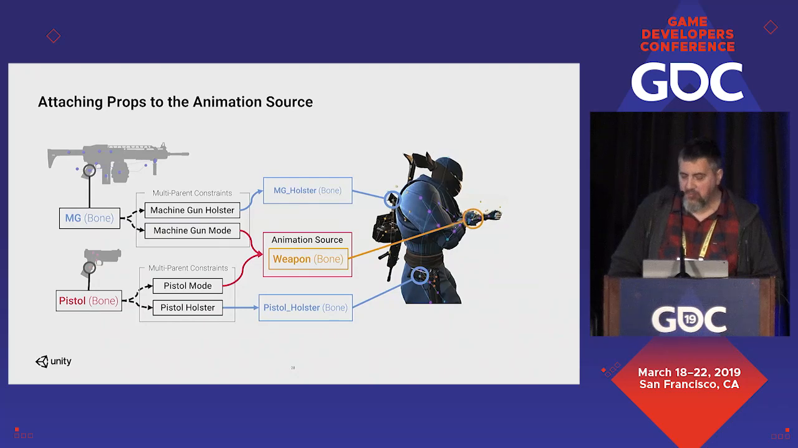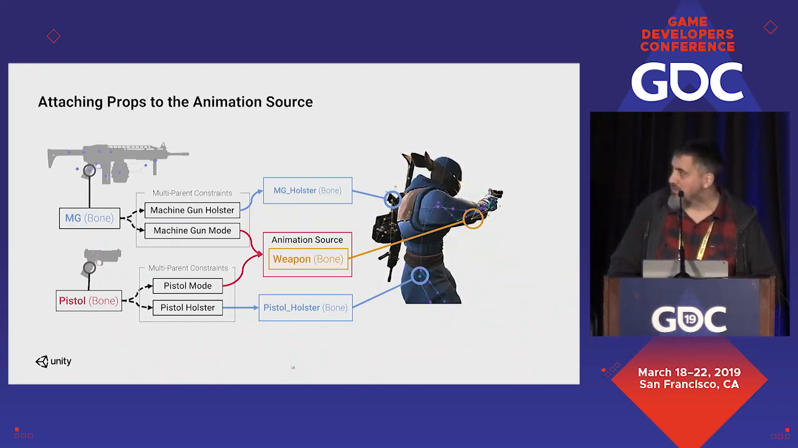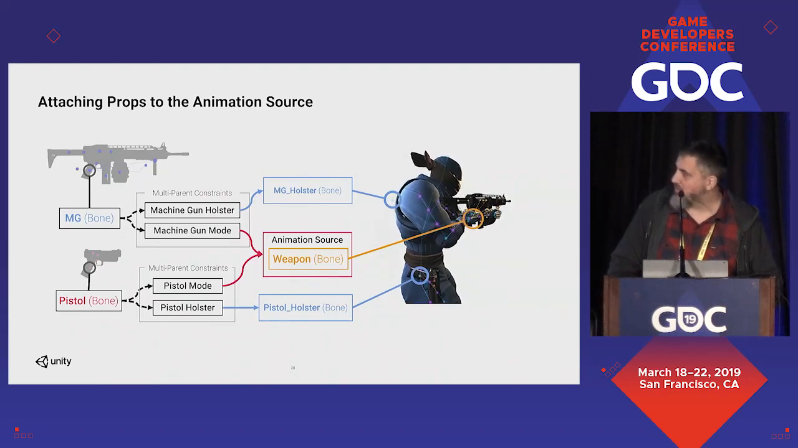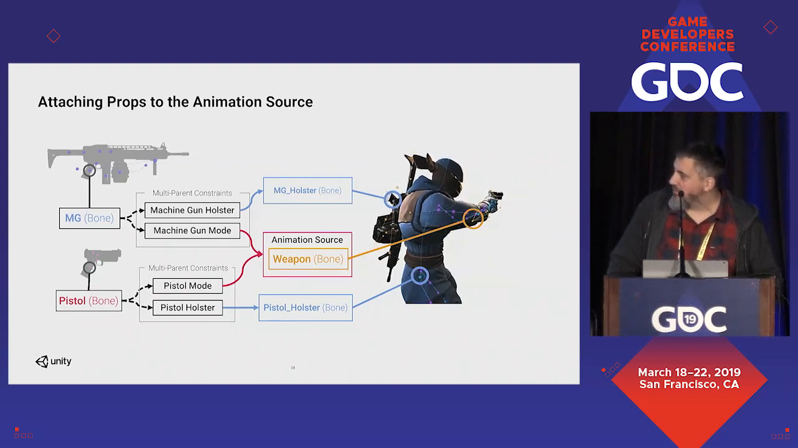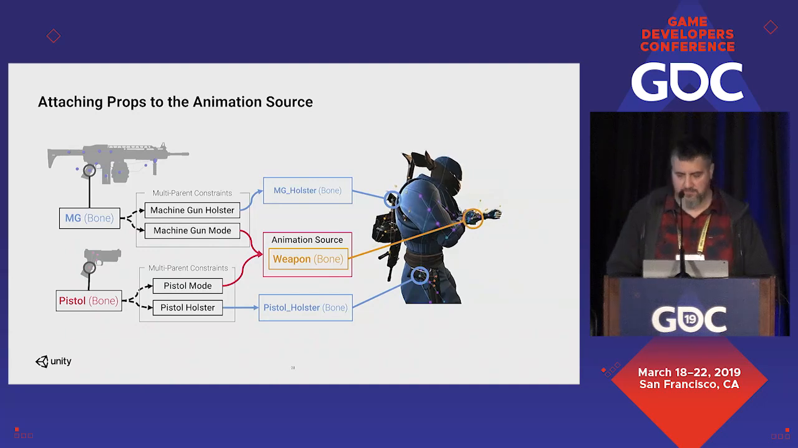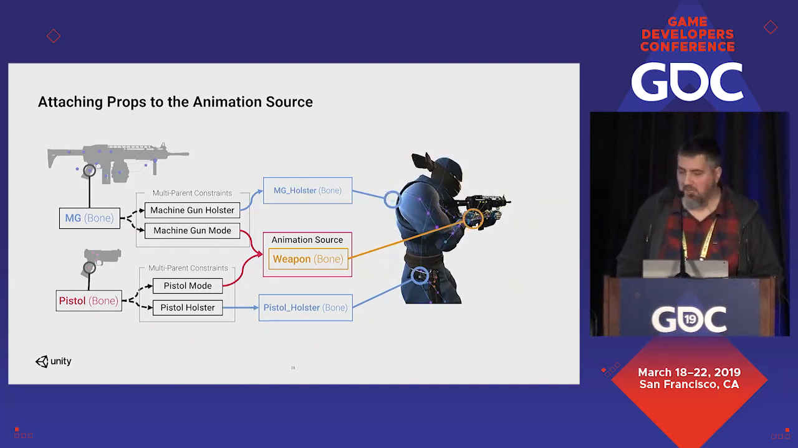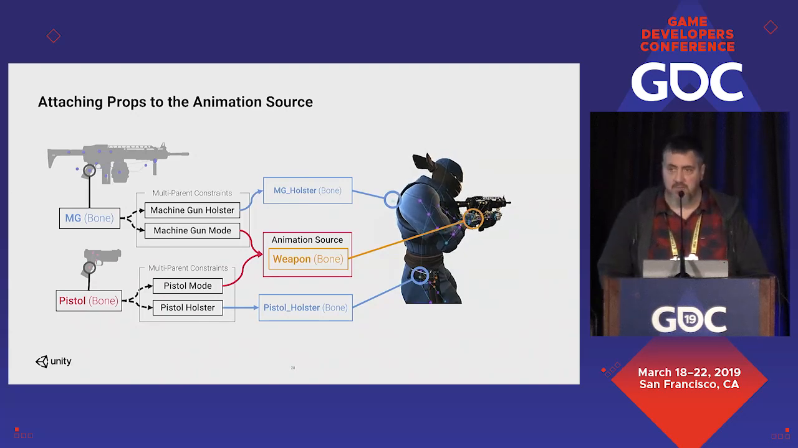I use the weight parameter to manage the activation of each constraint. So in this case, if I take the pistol bone for example, I can activate the pistol mode constraint here to have the pistol bone aligned to the weapon bone. Otherwise, if I use the pistol holster, the pistol will align itself to the pistol holster position. So again, it works super well, just as I imagined it, and I was really happy with the result.